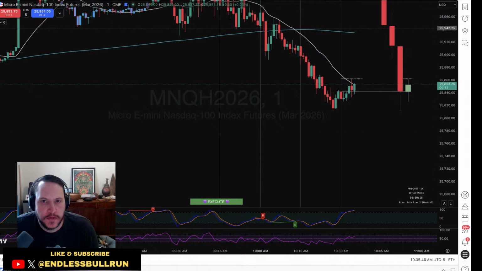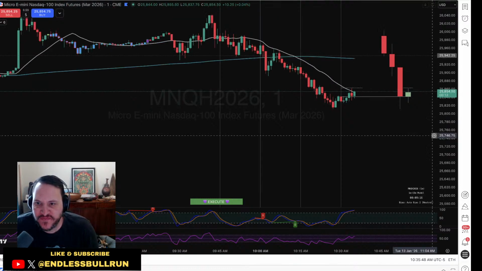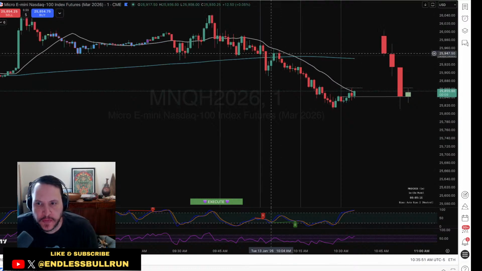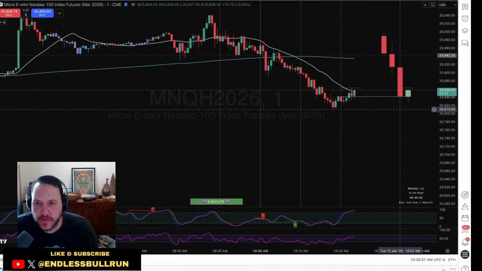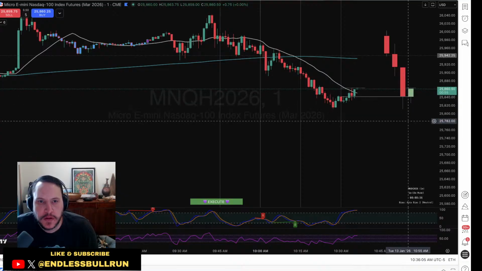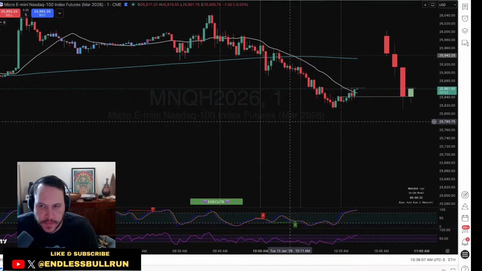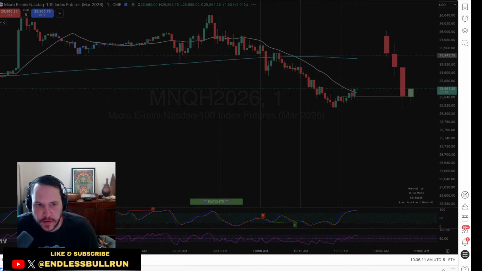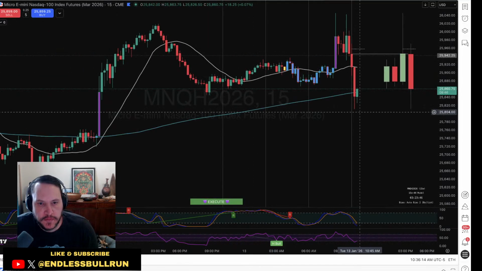Here's that consolidation I was mentioning. Would be nice is sweep that low one more time and have this current green candle be the swing low. That would be ideal. All right, so we make a nice clean swing low here if we're not going to go down for these targets down here.